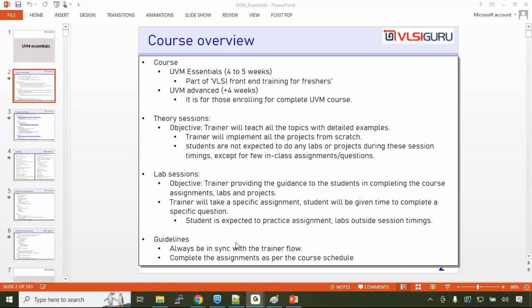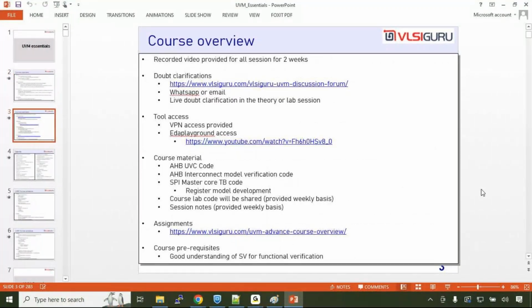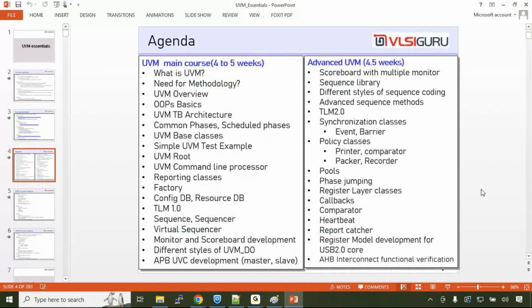Again, some guidelines: be in sync with the trainer flow. Whatever I teach, you try to do the same topics, and complete assignments as per the schedule. That is where you will really benefit out of the course. Next. What is covered in the essential course and advanced course is listed here.